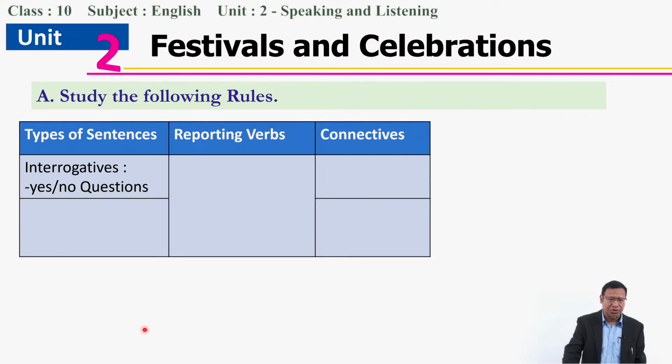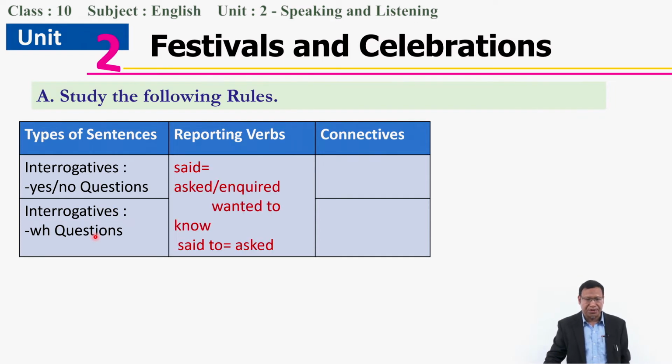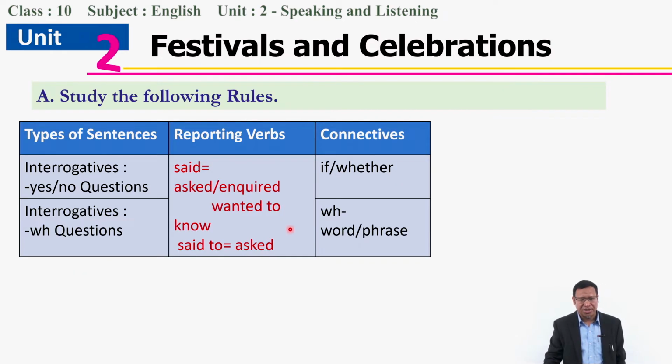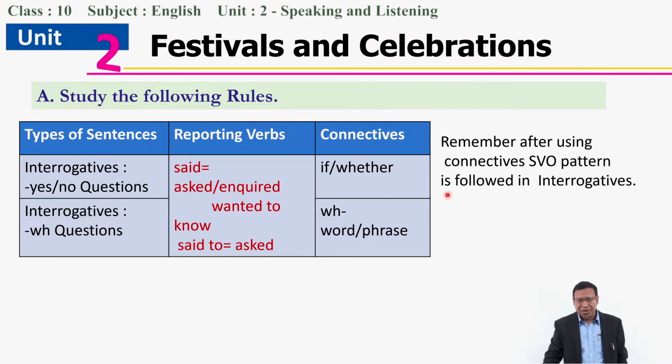Today we are going to talk about interrogative yes/no questions and WH questions. Let me give you an idea. In yes/no questions and WH questions, the reporting verbs can be ask, inquire, or wanted to know. So said changes into ask. Commonly, ask is the reporting verb we can use in yes/no questions and WH questions. In the case of yes/no questions, the connective is if or whether. Please remember nicely. And in WH questions, there is always a WH word or phrase. Also remember, in reporting interrogatives, after using the connectives, there is the SVO pattern, the subject verb object pattern. You have to remember. All right, that's good.